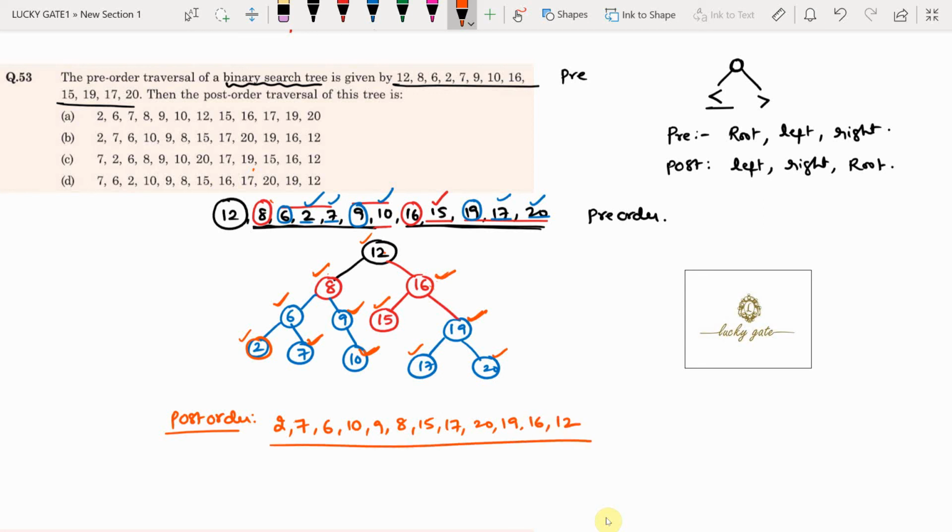Now look at the options. The 2 6 is given in option A, but it starts with 2 and 7. Option A is wrong. Option B is correct because it matches the order I have written. Options C and D are incorrect because the first key itself is 7, but the first key you are going to get is 2, not 7. So option B is right and C and D are incorrect. The answer for the question is option B.